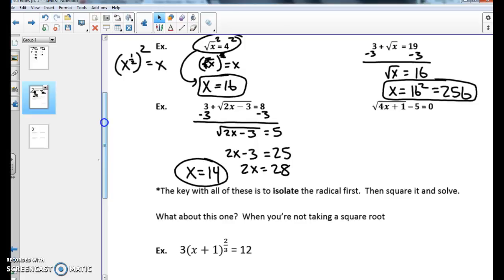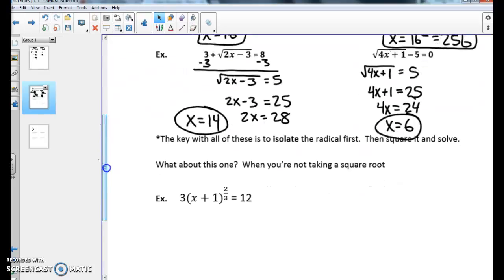Over there to the right, we have the square root of 4x plus 1 minus 5 equals 0. Again, let's go ahead and get that radical by itself, which means I'm adding 5. So I got that. Now we got a radical, so I want to square it. So let's go ahead and make this 4x plus 1 equals 25. And now we just solve, right? Using basic algebra. Subtract 1. 4x equals 24. Divide by 4. x equals 6. Okay, pretty easy so far.